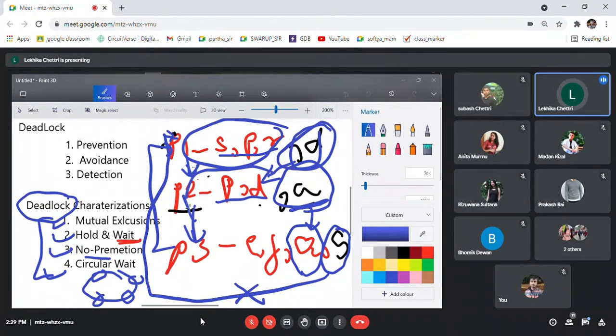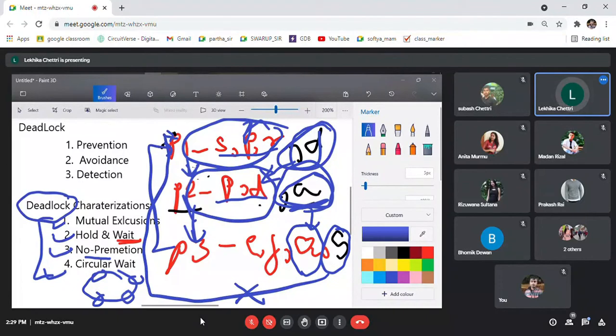P2 is holding PD and waiting for A. And also there is mutual exclusion. So this is the printer P. Let us say it is non-shareable. It cannot be shared with others, but other processes also need it. But now it cannot be shared. So now this system will enter into deadlock, because all these four conditions have now occurred.